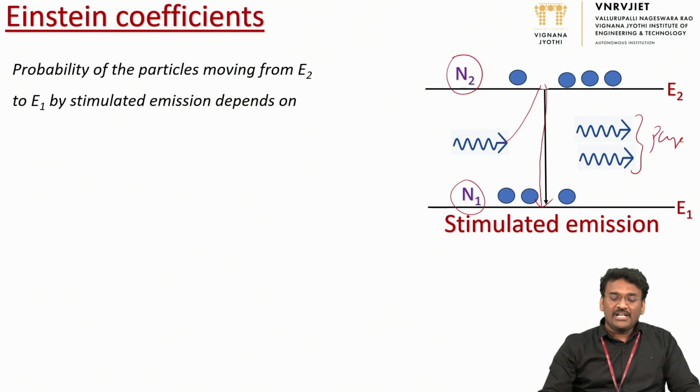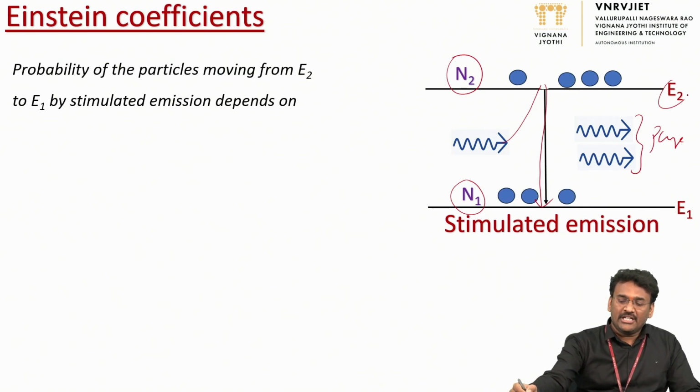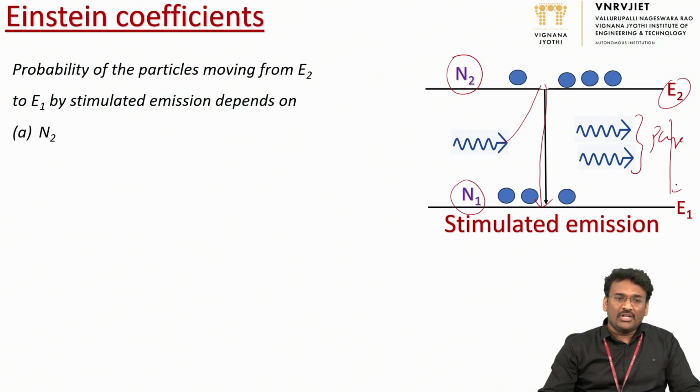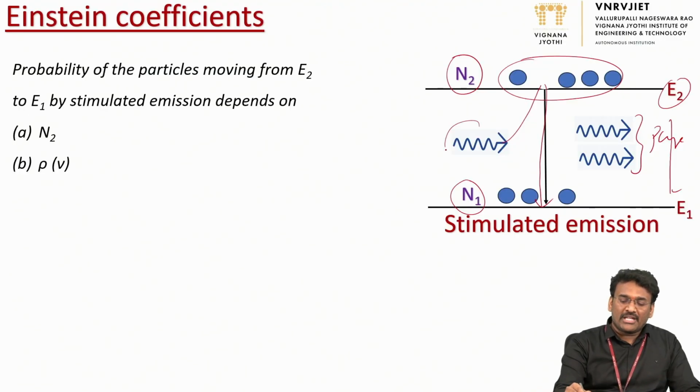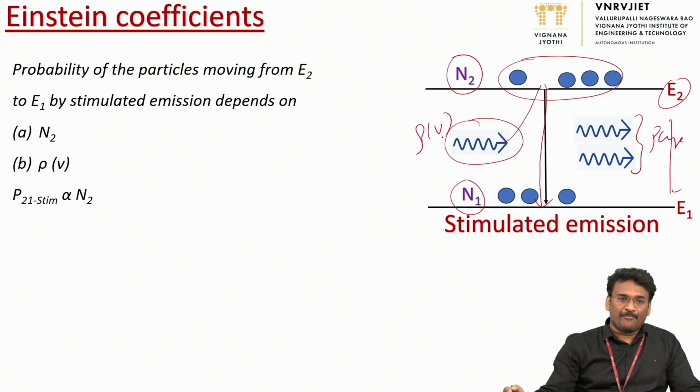Now the probability of particles moving from state E2 to E1 depends on the number of particles available in the excited state, that is N2, and that also depends on the amount of energy you are supplying for the de-excitation, that is rho v.